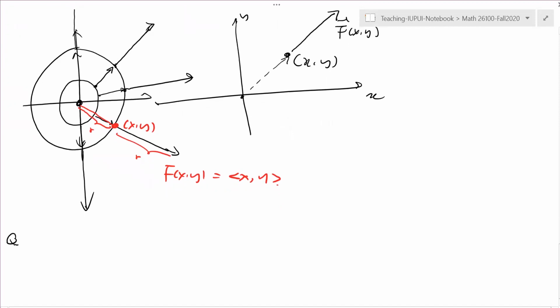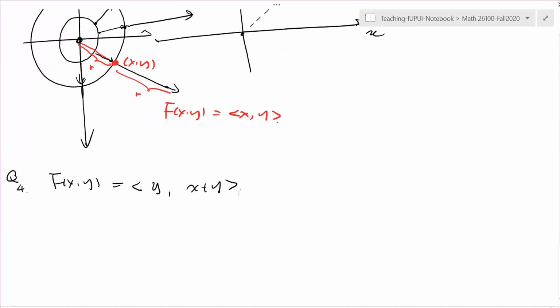Now let's take a look at some problems from the book. Let's look at problem number 4. Sketch the vector field by drawing a diagram like figure 5 or figure 9. Sometimes you don't need to draw it. So this is going to be, I use this notation, y, x plus y. I don't use i, j. Okay, so this is the vector.